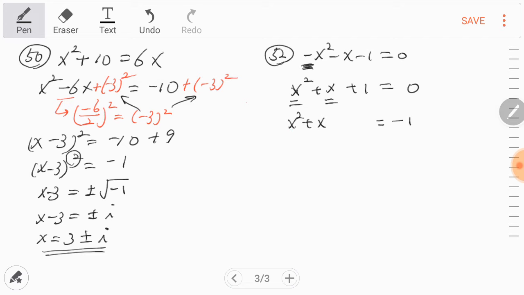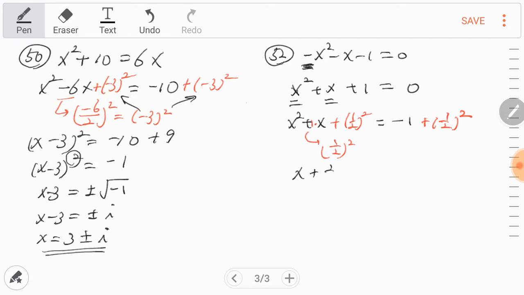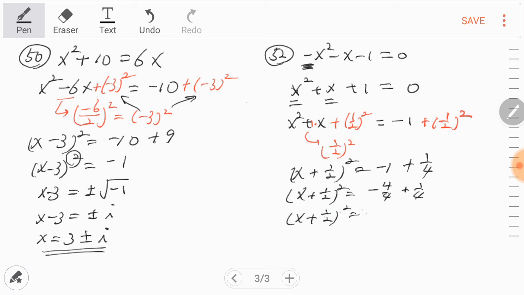And then let's find the constant. Okay, the coefficient of x is what? 1, right? So 1 over 2 squared will go to both sides of the equation. So the left side is x plus 1 over 2 squared, which is equal to negative 1 plus 1/4. Then x plus 1 over 2 squared is equal to negative 4 over 4 plus 1/4. Then x plus 1 over 2 squared is equal to negative 3 over 4.